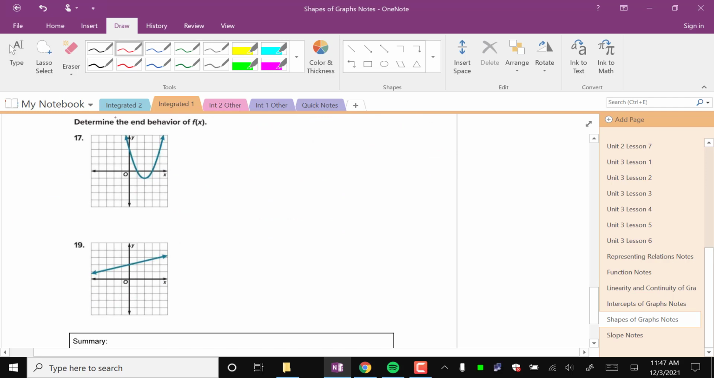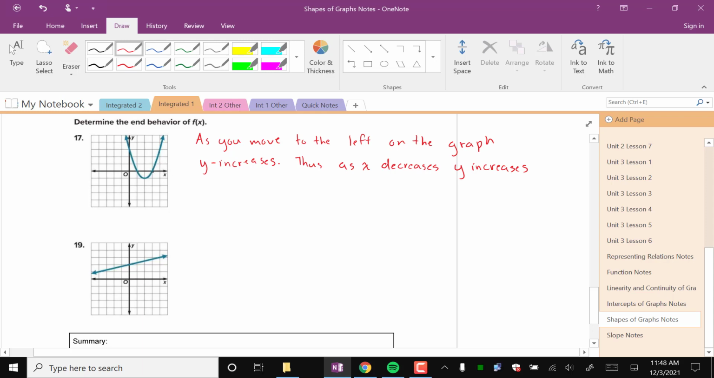So if we look at this, we're starting way up here, and then we come down, and this would be our relative min down here, and then we start going all the way back up. So as you move to the left on the graph, y increases. So thus, as x decreases, y increases. All right, so that's going to the left.